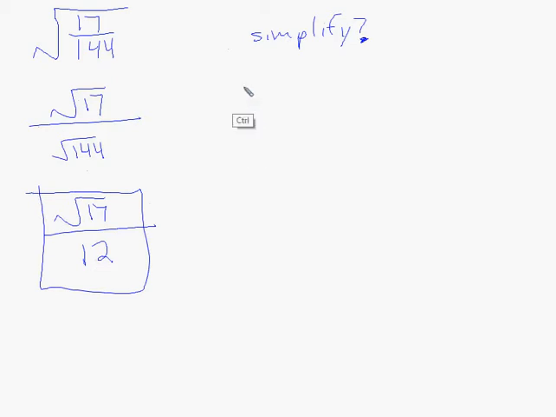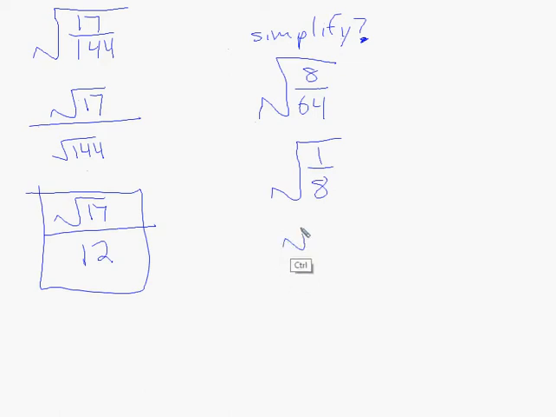Okay. Next one. Let's say I have square root of 8 over 64. Now there's a few different ways that I can do that, but the first thing I'm going to ask is, can I simplify this? And the answer is yes. I get square root of 1 over square root of 8. Now I split it to square root 1 over square root 8.